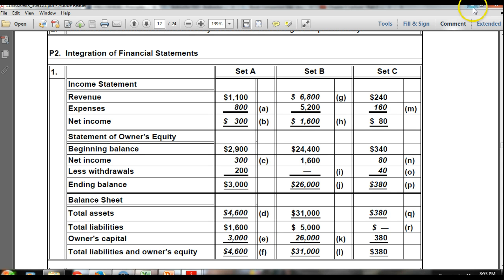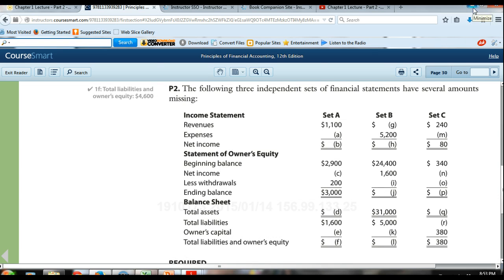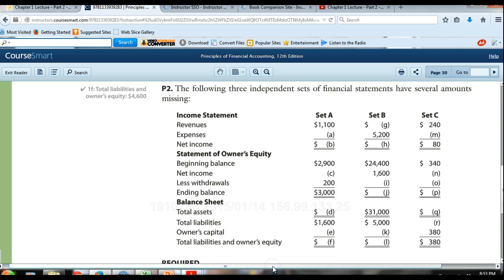Now, let's take a look at set C. What can we do here with set C? We can figure out expenses. What are our expenses, guys? 160. M is 160. We also, they gave us our net income. So what do we think N is going to be?